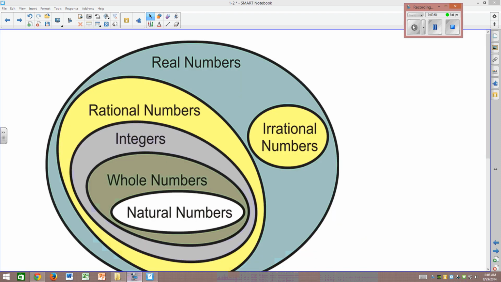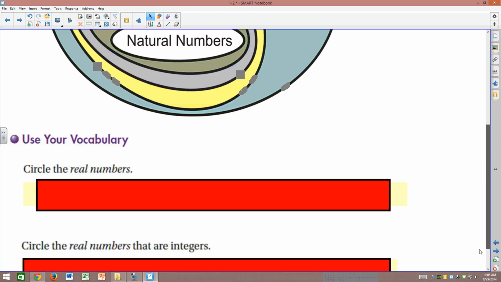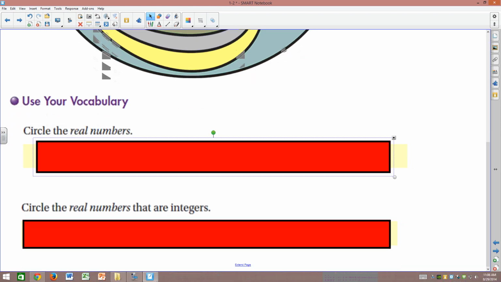Okay, here's another picture. This is just a Venn diagram, and it just shows the numbers kind of nested together. Their whole package is real numbers, but we have individual smaller packages in the real numbers. Shows the same thing as the funnels, but maybe just a different way to visualize. Yep. All right. So now we're going to use your new vocabulary.